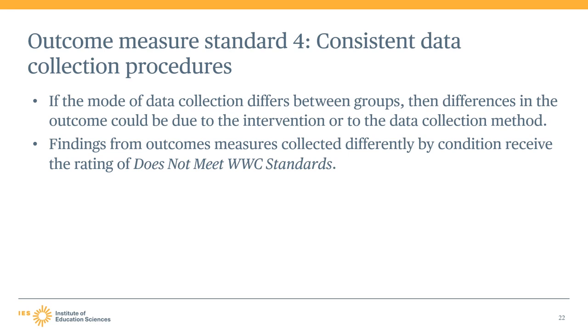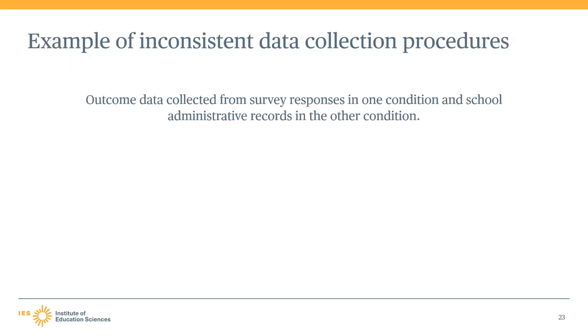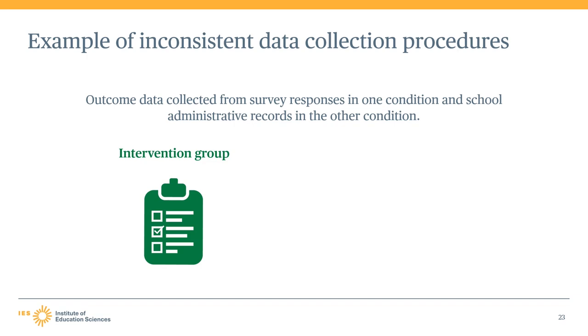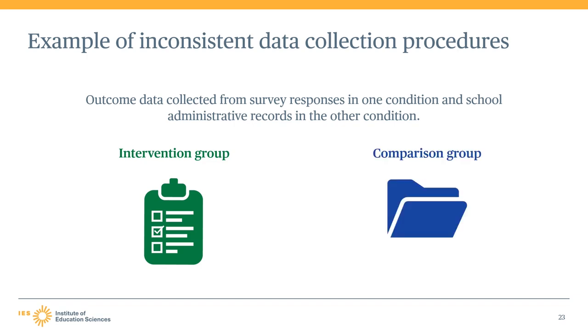For this reason, any findings from outcomes that fail to meet this requirement will receive the Does Not Meet WWC Standards research rating. So what might inconsistent data collection procedures across conditions look like? Suppose a study examines the effects of a dropout prevention program and uses student attendance as the outcome measure. For the intervention group, students self-report their attendance rate on surveys. But for the comparison group, the researchers obtain student attendance data from school administrative records.